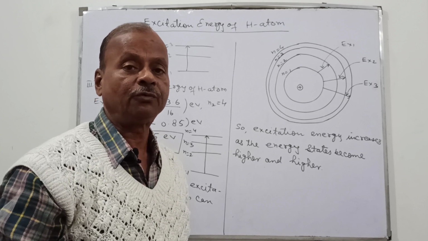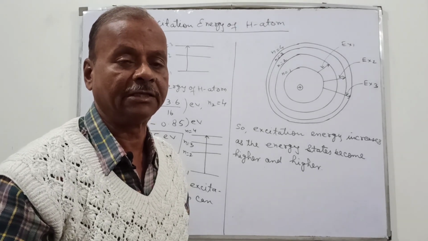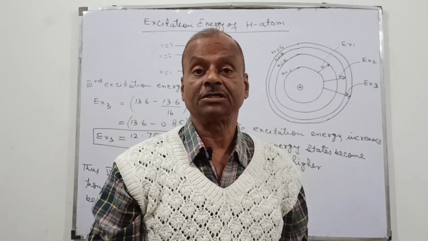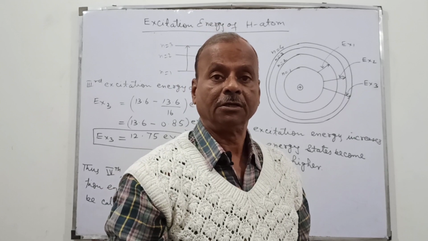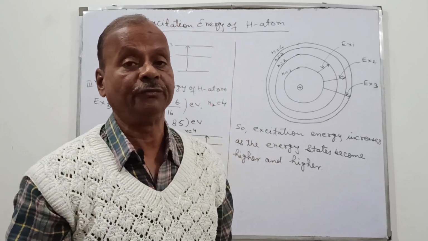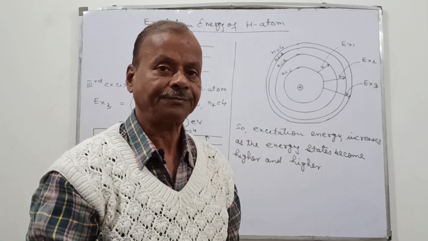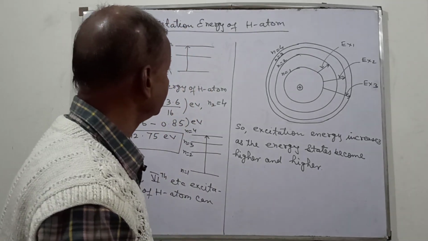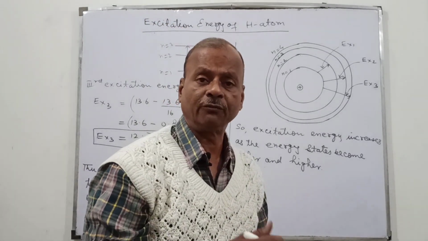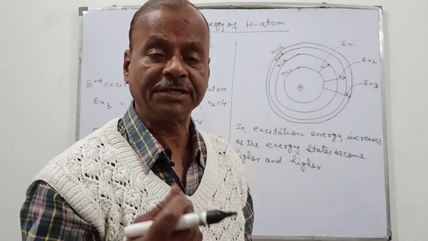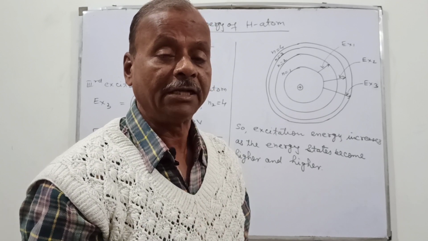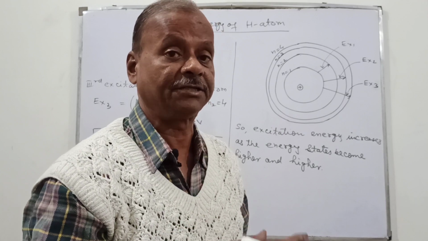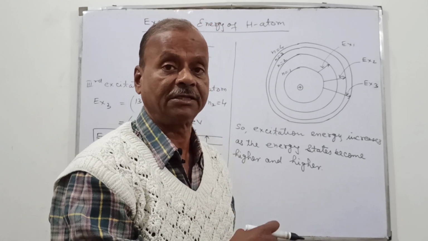So whenever we have to find the excitation energy of the atom, we always calculate it with respect to the ground state. So this is the difference of the two energy states between which the electron is to be excited. Now this is all about the excitation energy of the atom, and whenever we find the excitation energy of an energy state, that is a different one. Whatever energy of the energy state you are finding, that is the excitation energy of the state, not the excitation energy of the atom.